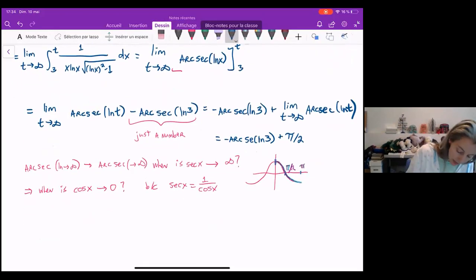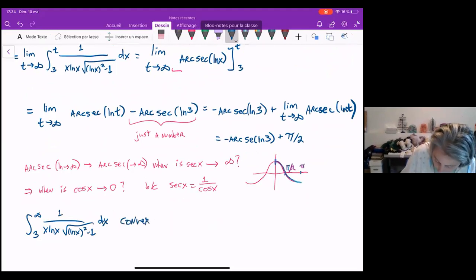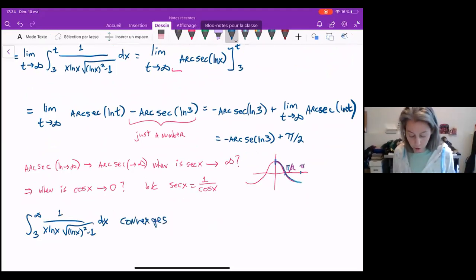Which means that the integral from 3 to infinity of all of this stuff, 1 over x ln x, the square root of ln x squared minus 1 dx, converges. It doesn't matter what it converges to. It converges to pi over 2 minus arcsecant of ln 3. I forgot my, no, I did forget my c up there. Converges to that, but it doesn't matter because we only need to use this for the comparison to the series.